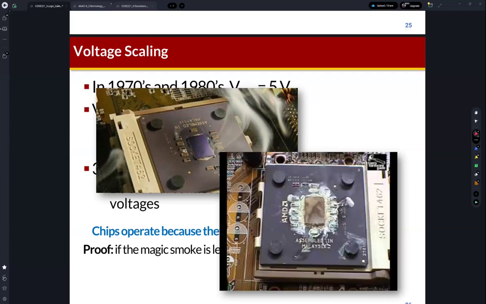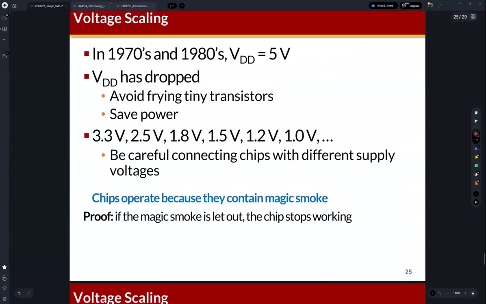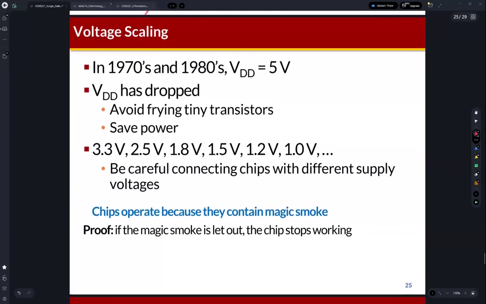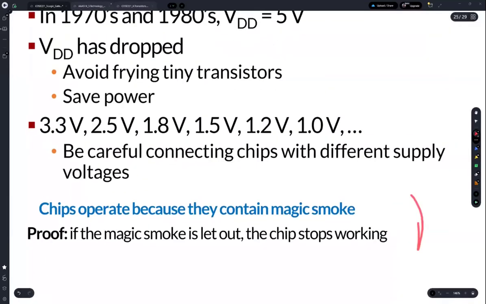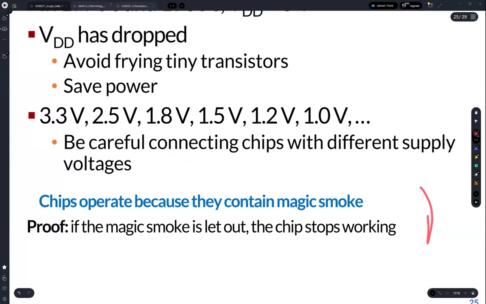Actually, this is a joke. If you read the textbook, you can find this joke in the textbook: chips, like processors, operate because they contain magic smoke. Why?